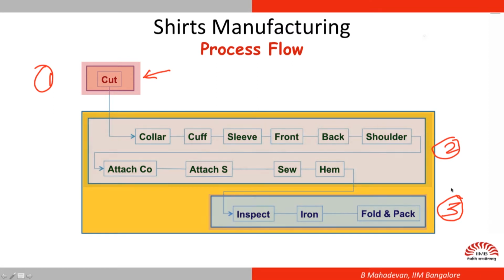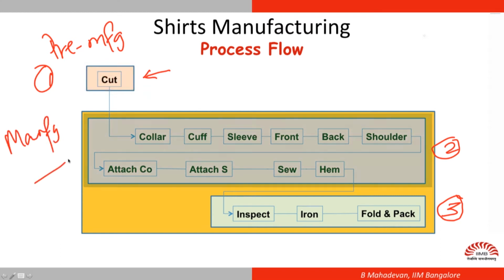The first block, let me call it pre-manufacturing. In many manufacturing situations, before you actually start the manufacturing, some prior operations are done. In the case of shirt manufacturing, the cloth that we have needs to be cut, so that is stage 1. The second stage is what I call manufacturing.